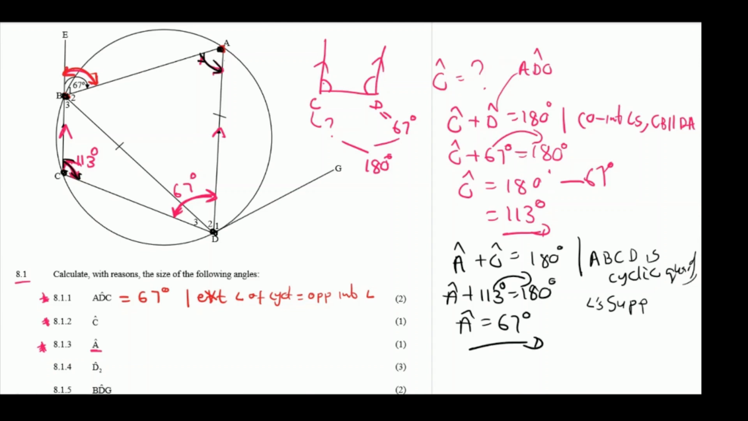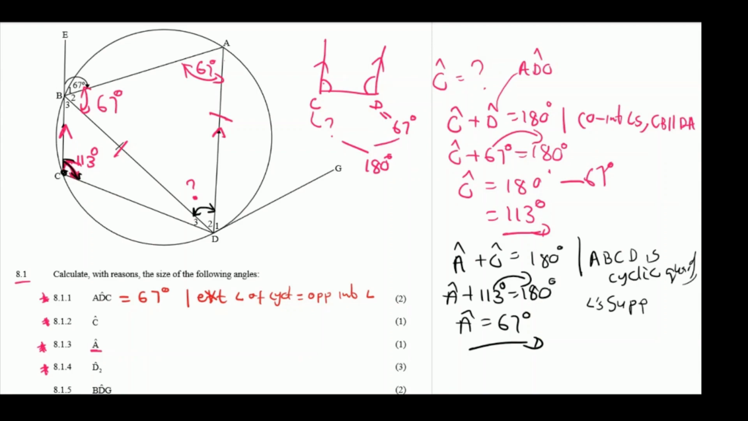Now we're going to do 8.1.4, which is we are asked to find angle D2, right? So to find this angle here, this angle D2 here, we need to note something. We already found our A, right? Our A is 67 degrees, and we want to find this D2 here, but we are told that this side and this side are equal, making this angle and this angle equal. So basically here it's also 67 degrees.